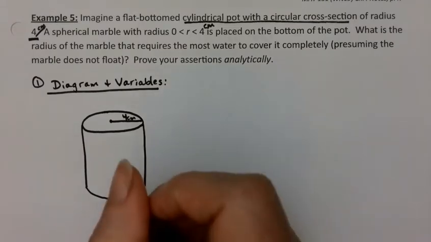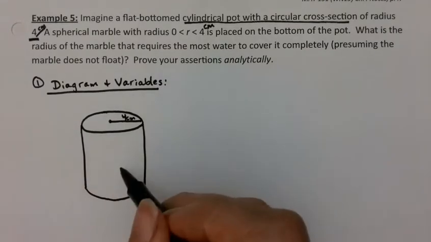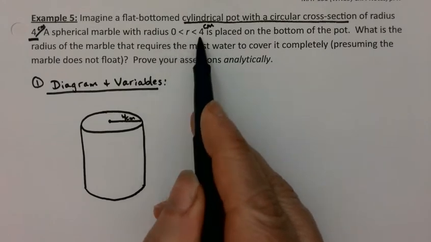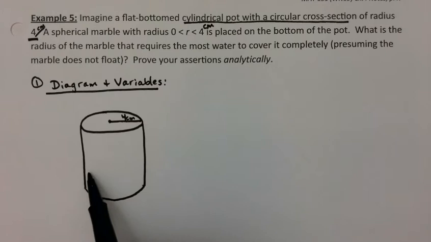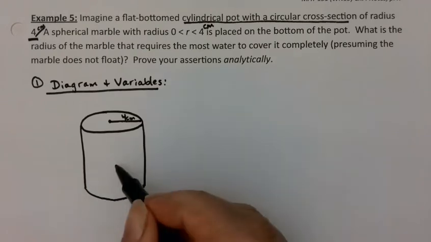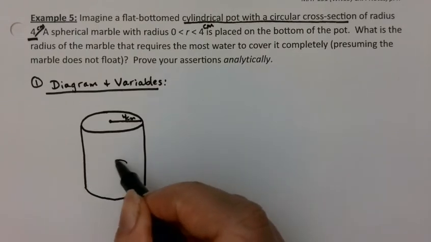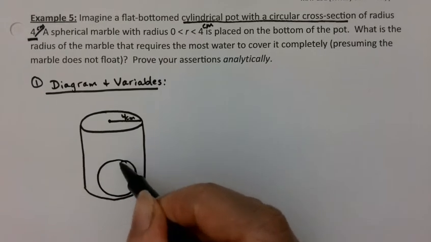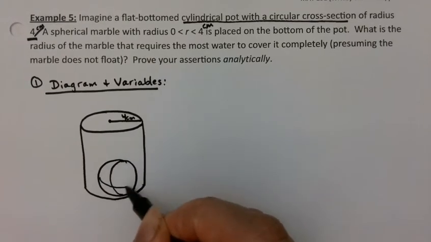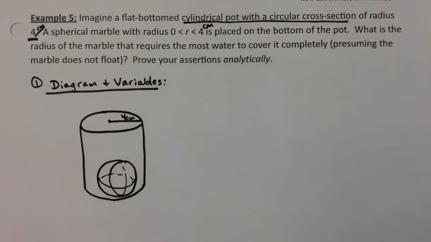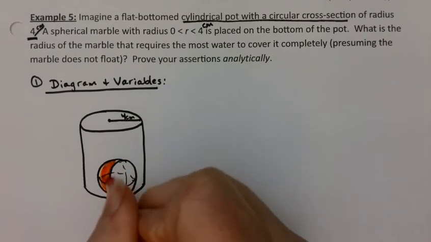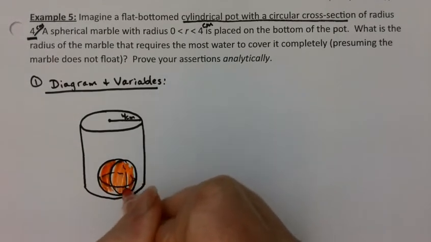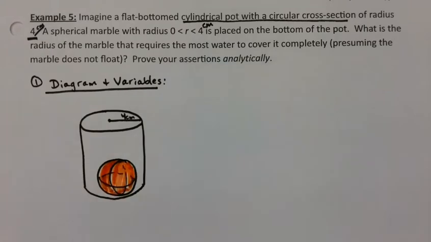Okay, but inside this pot, I need to put a marble, a spherical marble that has a radius r from 0, which is less than r, which is less than 4. So the most it could be is up against the sides of this pot, and then it could be really teeny tiny. So I'm going to put it in here. And it's sitting on the bottom because it sinks, right? There's a marble. Now I'm going to color it orange, just to make it pop a little bit. So it's an orange marble, ball bearing, whatever you want to call it. That's what this is setting up.